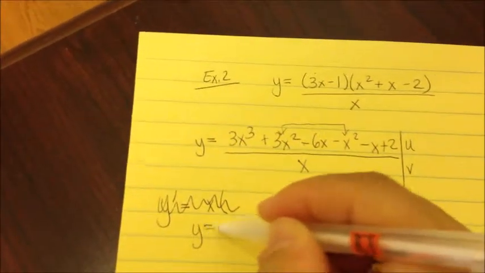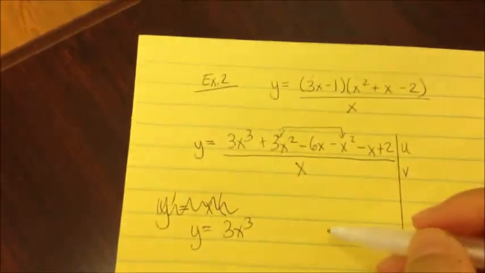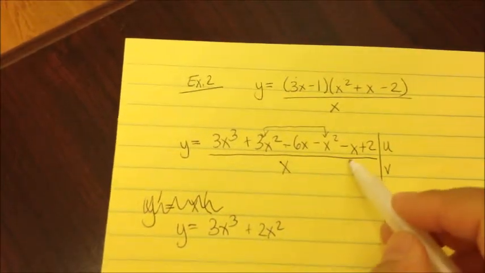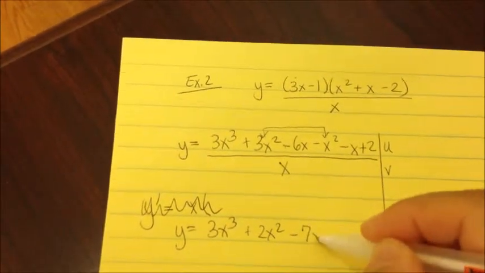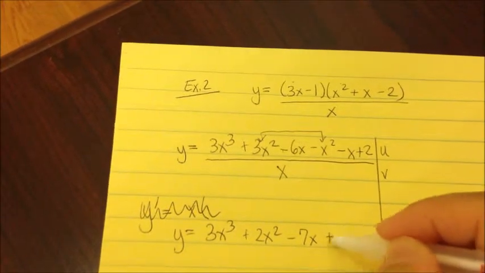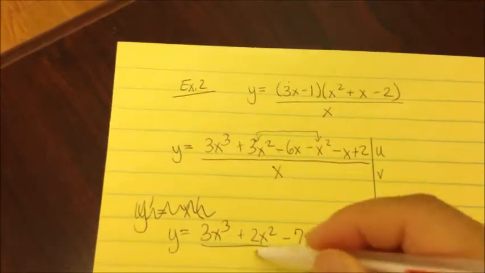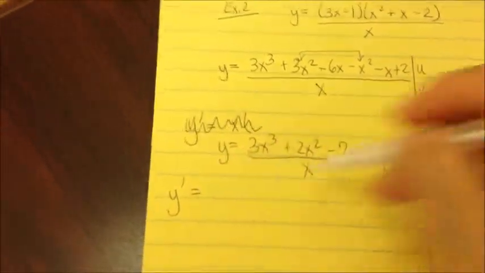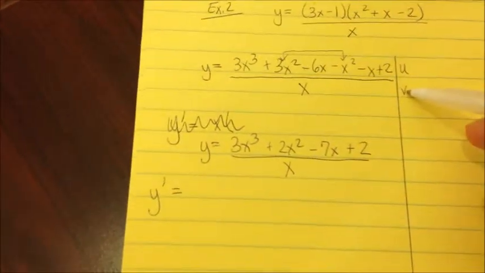So it becomes y equals 3x cubed plus 2x squared, and then minus 6 minus 1 gives us negative 7x plus 2, right? All over x. Okay, so let's try it again now. So y prime is equal to, so I start with my v first because it's division.